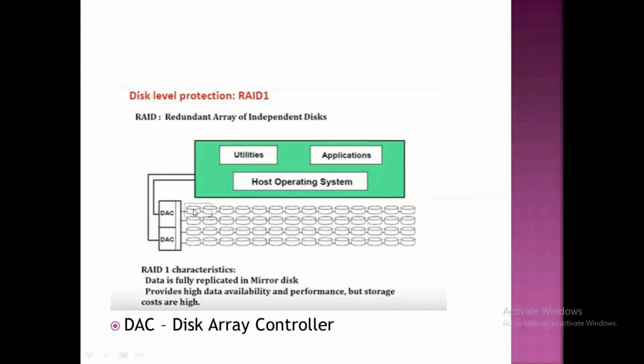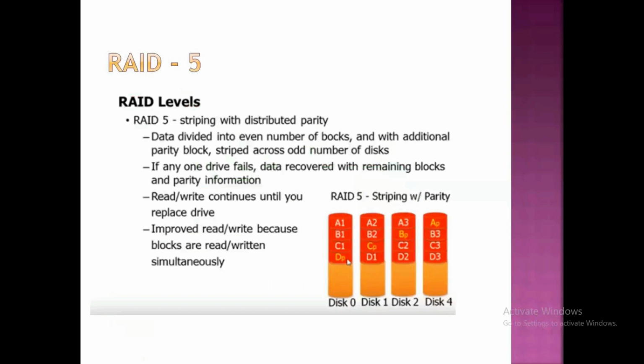Whatever data is available here will be mirrored out. We are not going to do any replication or take backup. The DAC will automatically take whatever data it is storing here and parallelly store it here also. If you delete a record here, it will automatically be deleted here also. If you have 100 terabyte of data and go for the RAID 1 concept, you need 200 terabyte of hard disk. Yes, double the storage.